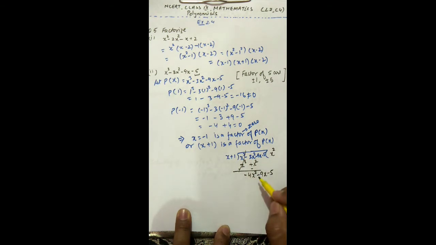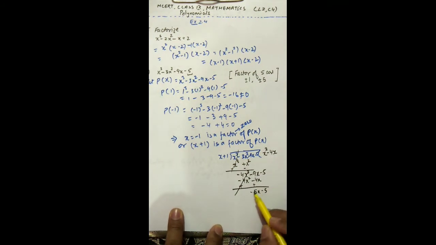Now again you divide minus 4x square by x. So you are going to get minus 4x. When you multiply, minus 4x square will be there, and then minus 4x. Now change the sign, this is plus, this got cancelled, minus 9x, and this is minus 5x, and this is minus 5. Now next you divide minus 5x by x. So you get minus 5. Now you multiply this, minus 5 should be multiplied by x. So this is minus 5x and then it is minus 5. Now both got cancelled, remainder has come as 0.